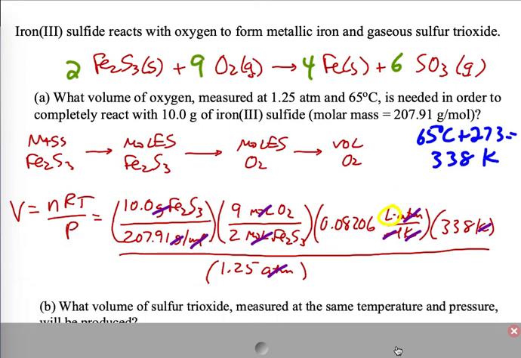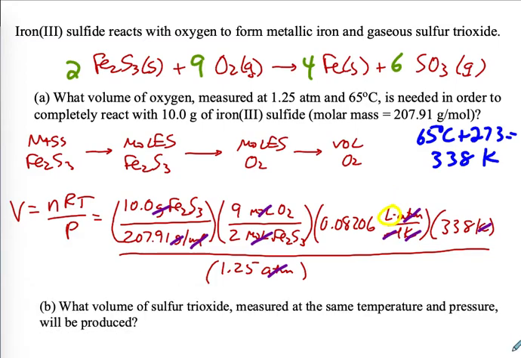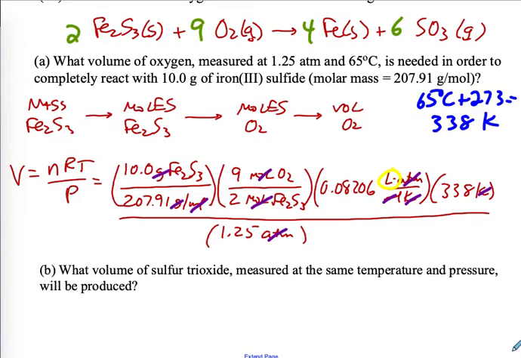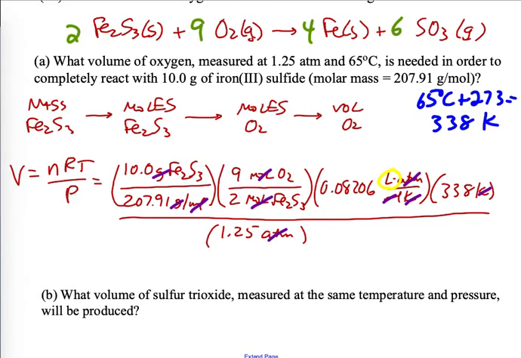And that gives me, for this problem, a volume of 4.80 liters of oxygen required. Very similar to the previous problem. Now the final question, what volume of sulfur trioxide measured at the same temperature and pressure will be produced? Sulfur trioxide is a product. So starting with a certain mass of a solid reactant, I calculated the volume of gaseous co-reactant I need, and now I'm calculating the volume of gaseous product that was formed.